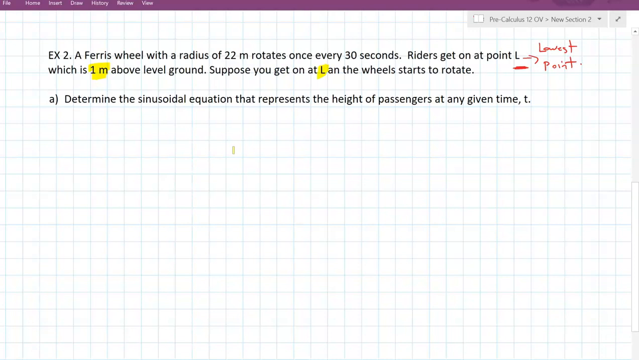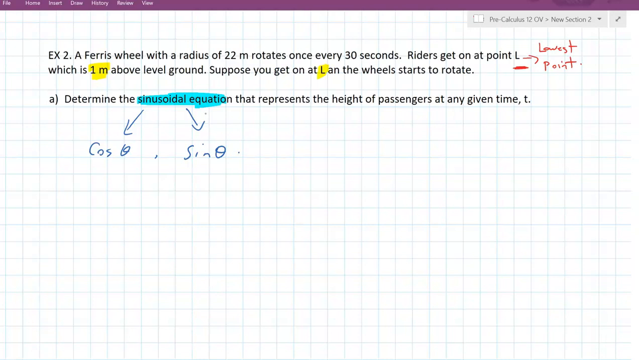Now, whenever we talk about a sinusoidal equation, you have a choice of writing the cosine function or the sine function. It doesn't matter which one you choose. Both of them are called the sinusoidal equation or sinusoidal function, and it's periodic. All right, let's go ahead and write all the information that we do know.